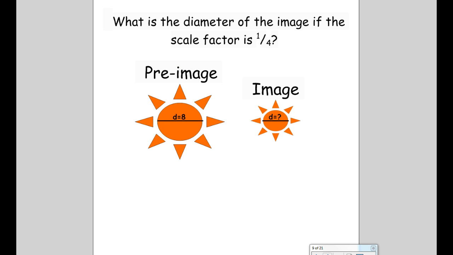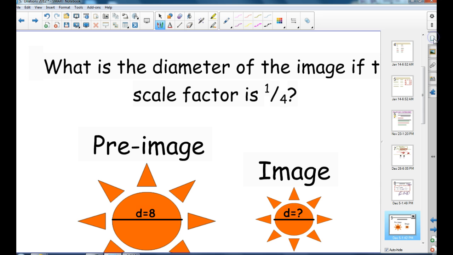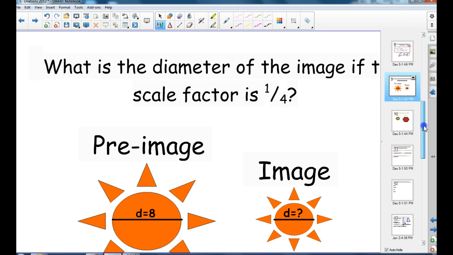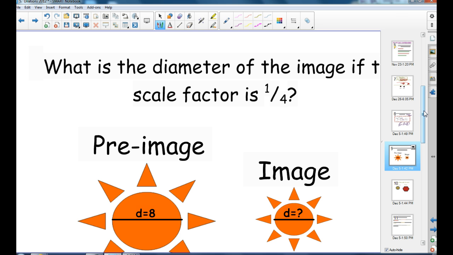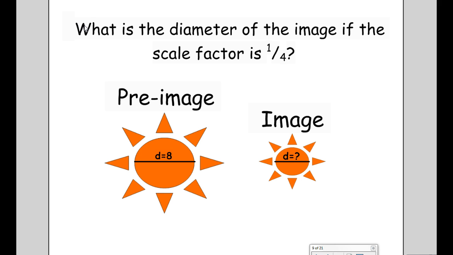Why'd you extremes? I feel like I'm missing something. Okay, we'll get there. All right, let's try this one.